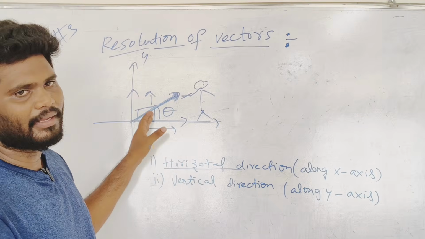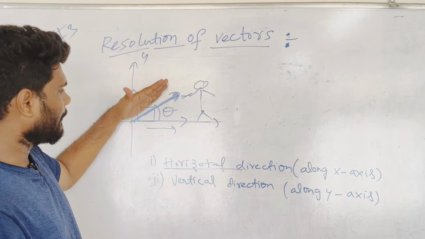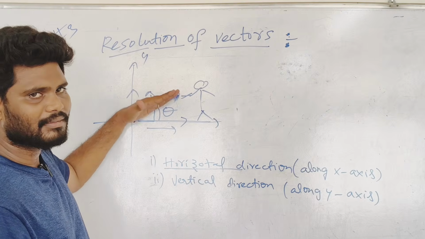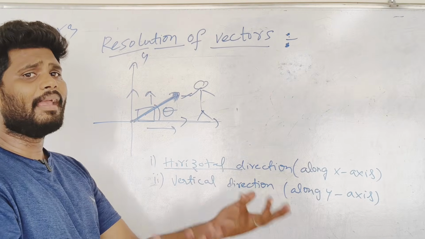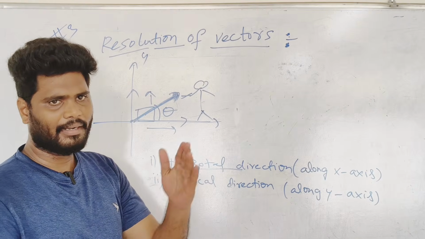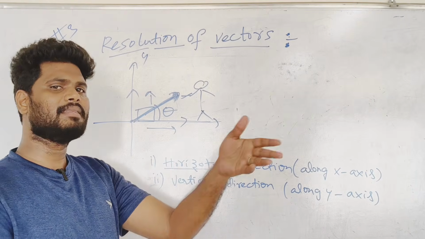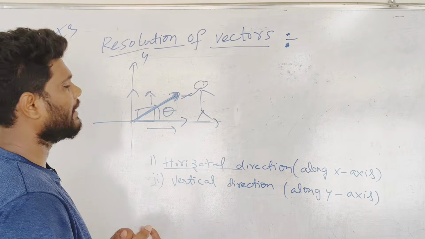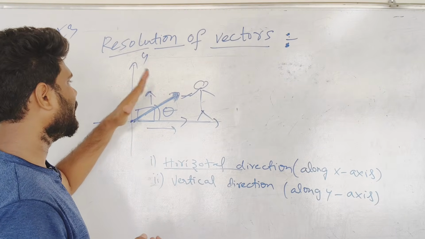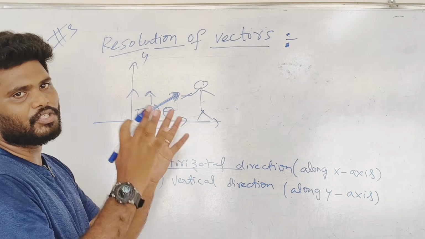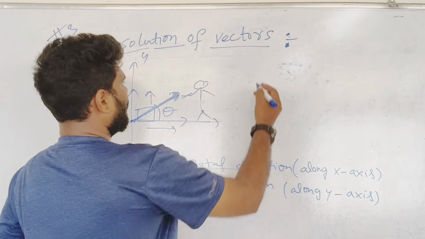Here I have taken 2D, so we can split this vector along the x-axis as well as the y-axis. If you take three-dimensional, we can split into three, right? X-axis, y-axis and z-axis. That is the thing. Now along x, how much it is acting, and in the y direction, how much it is acting, that we have to know. That is only the resolution of the vector, right?